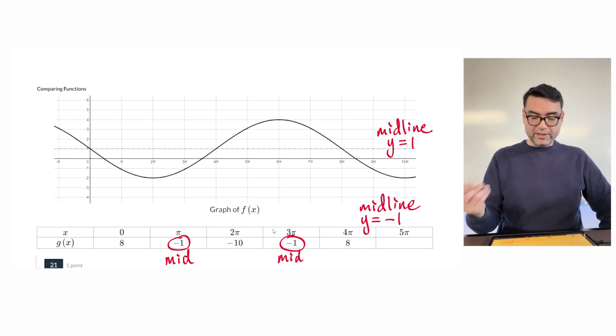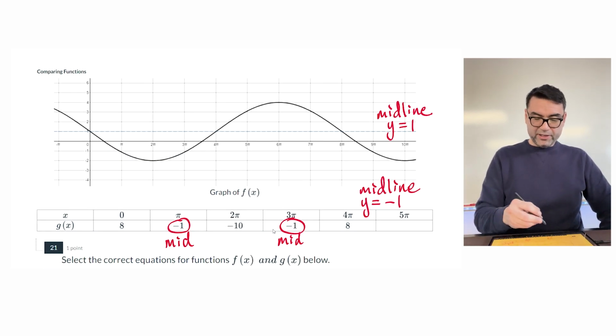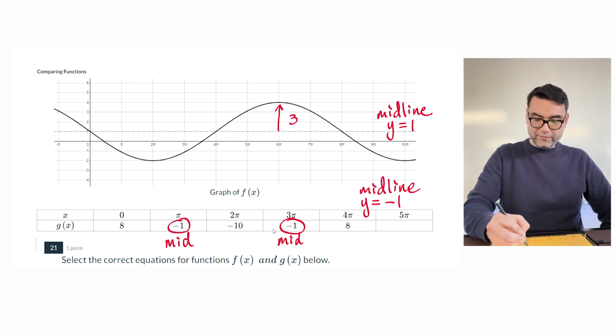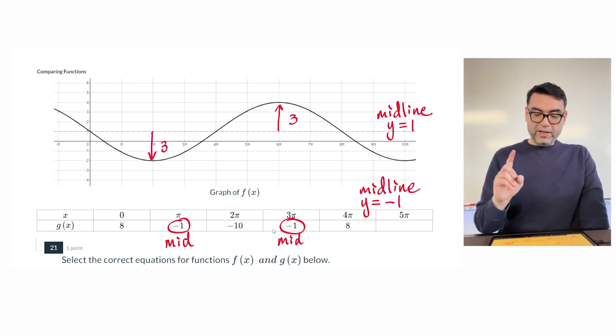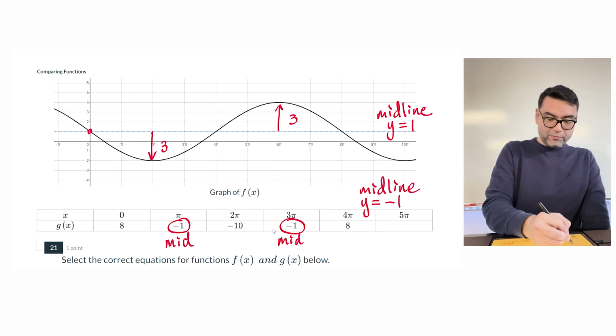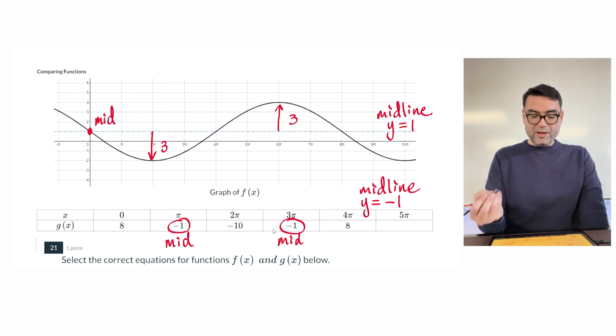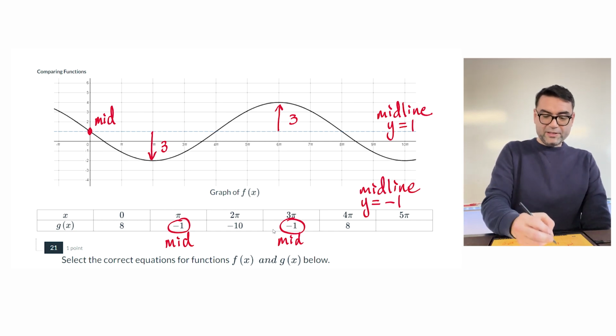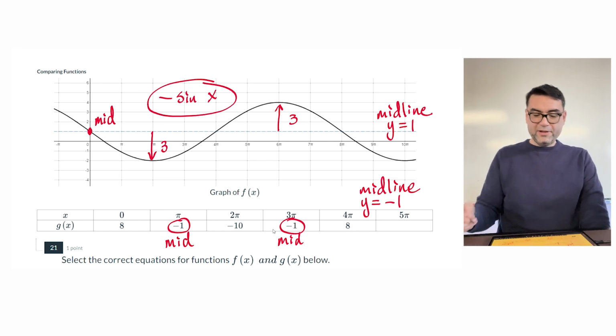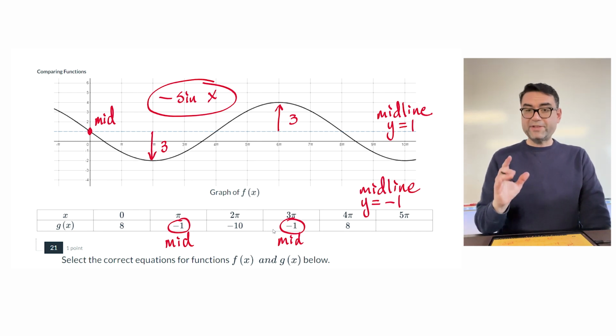Okay, next, let's go after f of x. f of x has a midline of 1. It has an amplitude of 3, right? It does start right on the midline. So that means this has to be a sine graph, but it also doesn't go up to the maximum first. So this has to be a negative sine graph. This has the same behavior as a negative sine function.